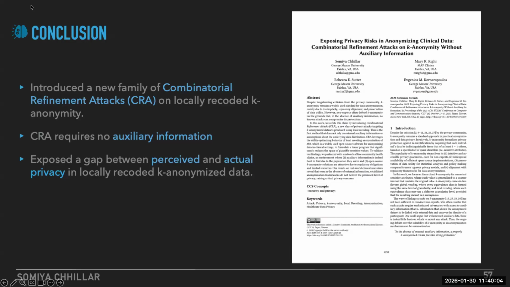So to conclude, we've introduced a new family of combinatorial refinement attacks for locally recoded k-anonymized data, and it requires no auxiliary information. It is purely based on the way the algorithm operates, and it has exposed a gap between the perceived and the actual privacy of locally recoded k-anonymized data. Thank you.